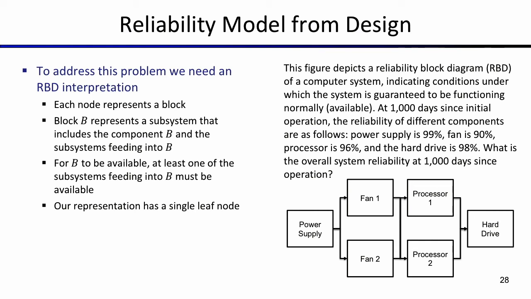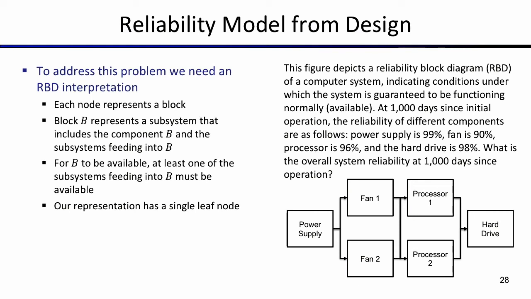So this figure depicts a reliability block diagram, or RBD, of a computer system, indicating conditions under which the system is guaranteed to be functioning normally, available. At 1000 days since initial operation, the reliability of different components are as follows. Power supply is 99%, fan is 90%, processor is 96%, and the hard drive is 98%. What is the overall system reliability at 1000 days since operation?